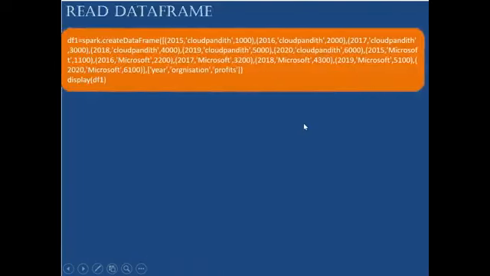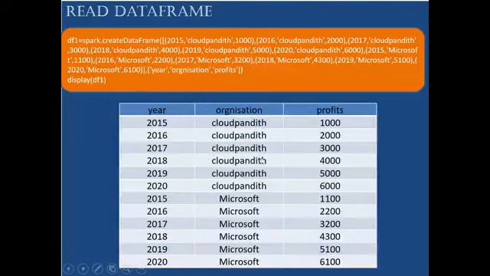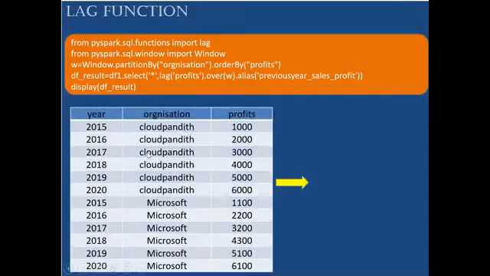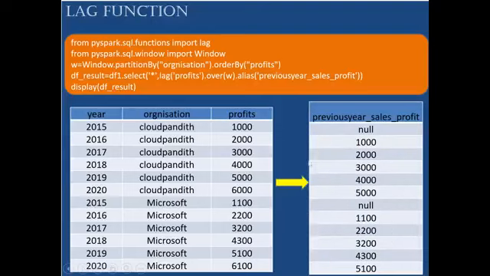Let's move on now. I read the data like this. Okay, this is my data frame. This is the data I have. Now, the lag function. What will the lag function do? Window.partitionBy organization, orderBy profits. If you remember, this is the data. On this data, Window.partitionBy organization means I am dividing this data into 2 parts. Then I'm ordering the records based on the profit, from lowest to highest, right?